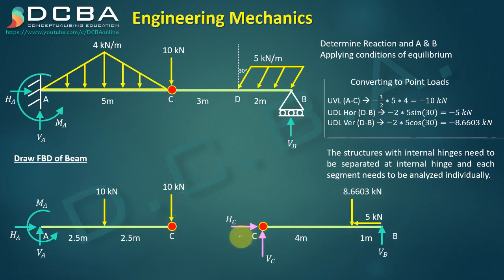So when we separate at the internal hinge, we know that at the internal hinge we have two reactions that are formed, because it cannot resist moment, thus only two reactions it can give, VC and HC.